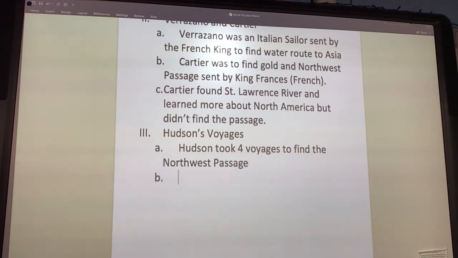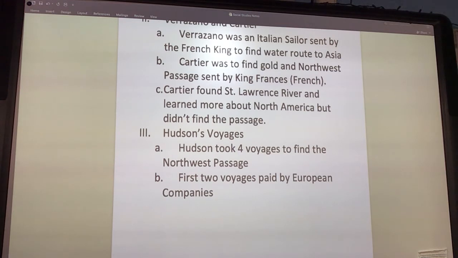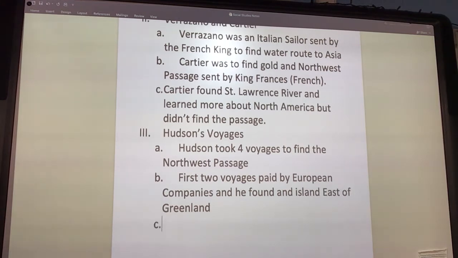Okay, so his first 2 voyages were paid by European companies, right? And he found Greenland, I think they said an island, right? Wasn't an island east of Greenland. Yeah, he went east of Greenland and so found it. That sounds like Iceland. No. Iceland is... Okay. What else?